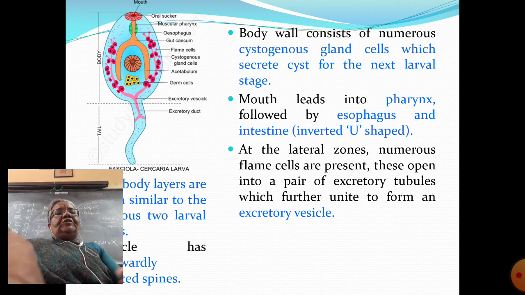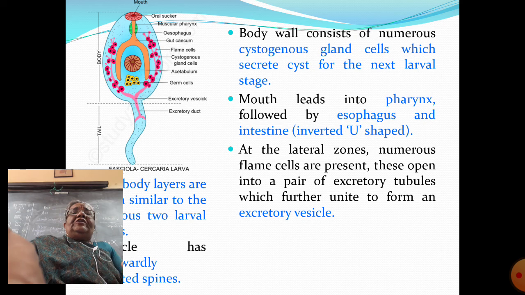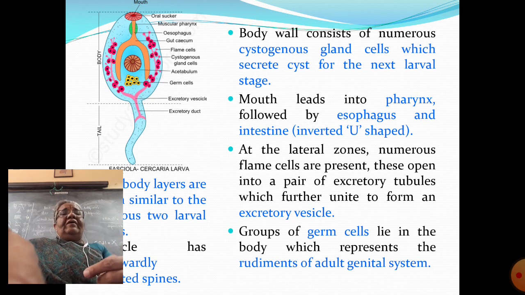At the lateral zones, you can make out so many flame cells which open into a pair of excretory tubules which finally unite to form an excretory vesicle, right? And then below that acetabulum you can see the mass of cells. They are nothing but groups of germ cells which represent the rudiments of adult genital system. Okay, genital system is generative system, that is reproductive system.